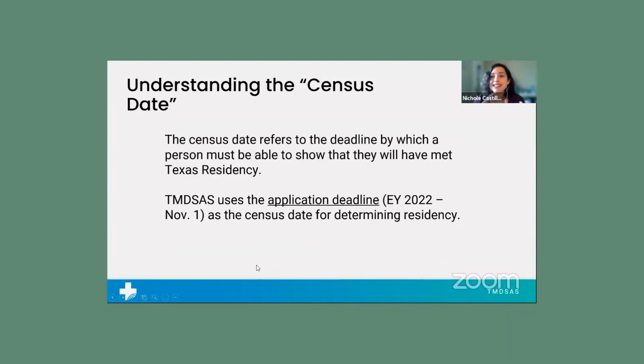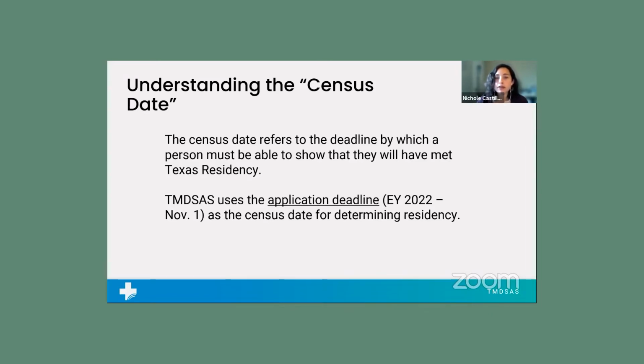So this census date, this term, gets thrown around a lot. You'll see it in the rules regarding residency, which are established by the Texas Higher Education Coordinating Board. It is the basis upon which TMDSAS develops their policies for reviewing and determining residency. So we're going to talk about what this means for TMDSAS and our applicants.